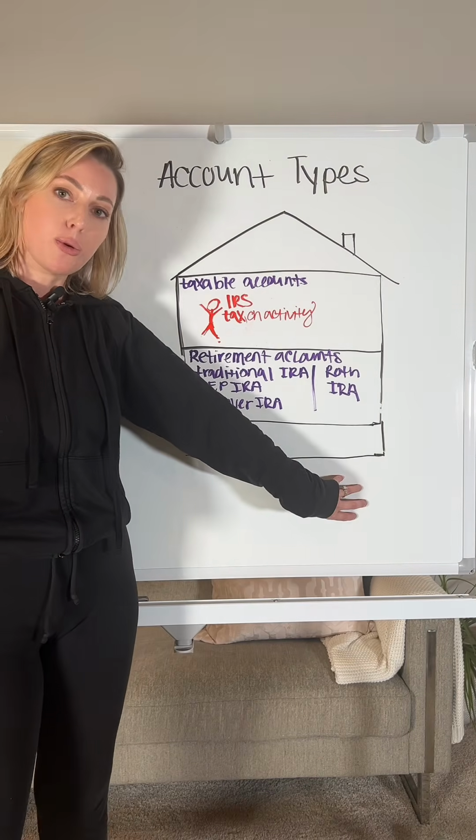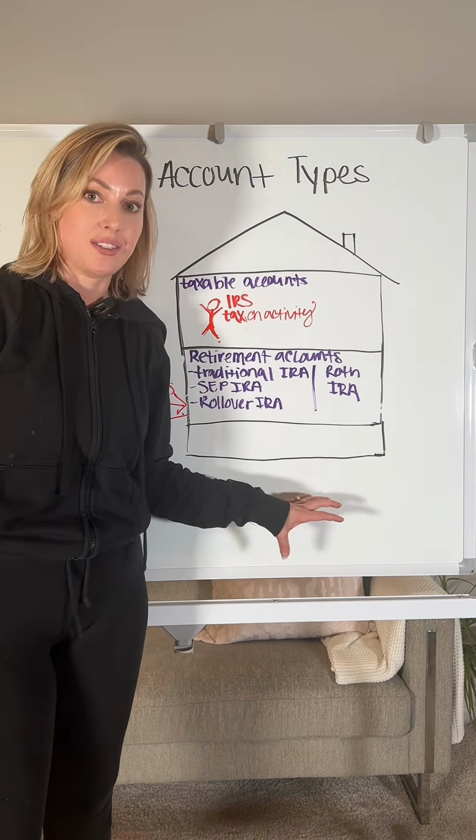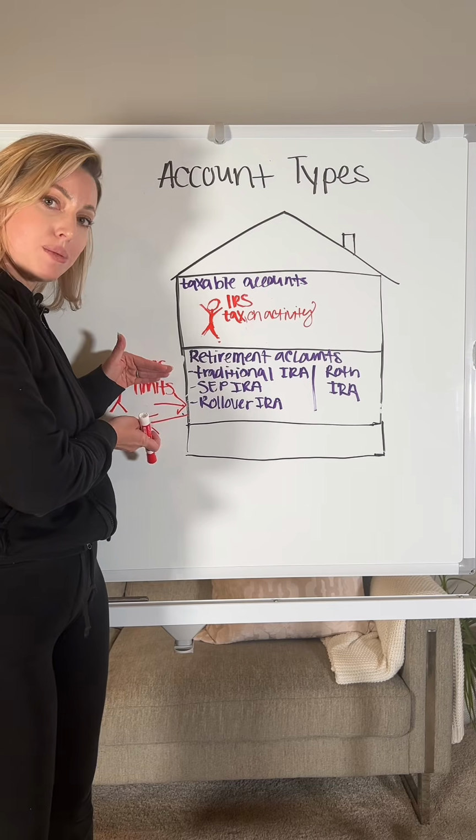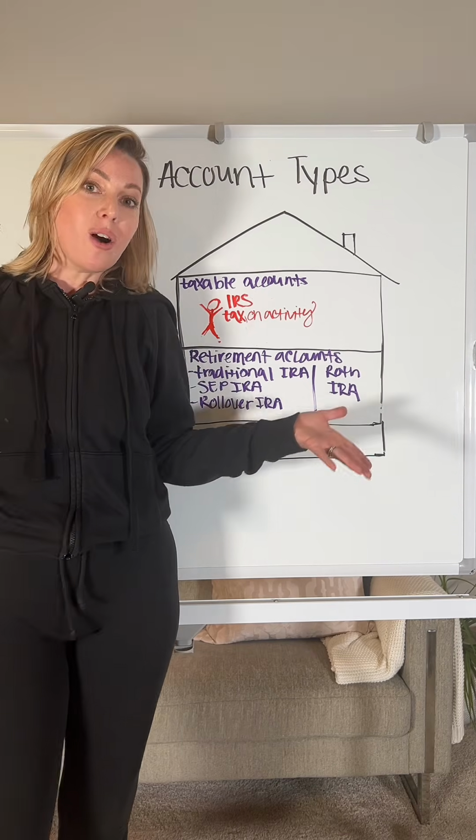You can have as many brokerage firms as you want. You can have as many accounts as you want, as long as you stay within the IRS limitations, which are contribution limits. And you can find all of this on irs.gov.